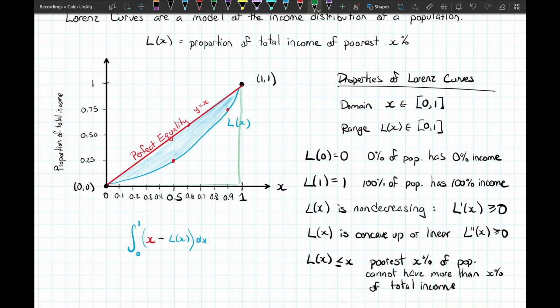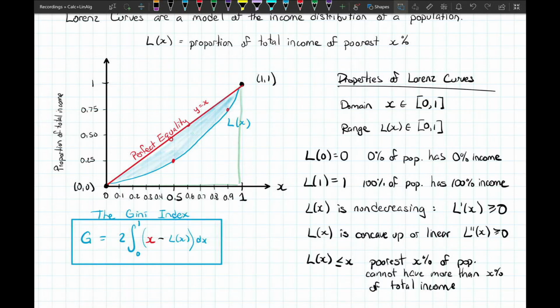Since we're not quite satisfied with this value ranging from 0 to 1/2, what we've decided to do is double that particular area, and we call that the Gini Index. By doubling the value of this integral, the Gini Index is a value from 0 to 1. If the Gini Index is equal to 0, then the area between perfect equality and our Lorenz curve is 0, and therefore we have perfect distribution of wealth, or total equality. But if the Gini Index is equal to 1, then that means that the area between the perfect equality line and the Lorenz curve is equal to 1/2.